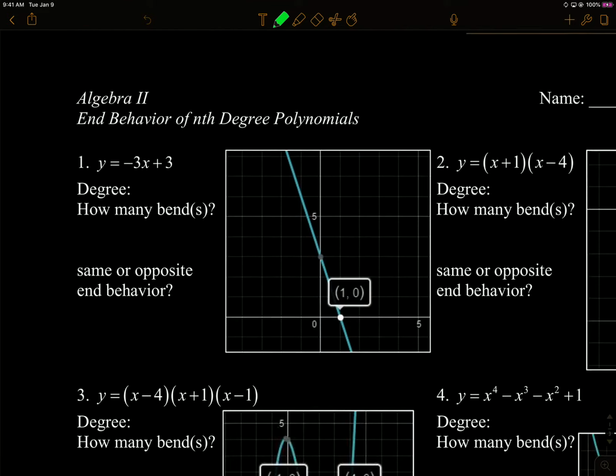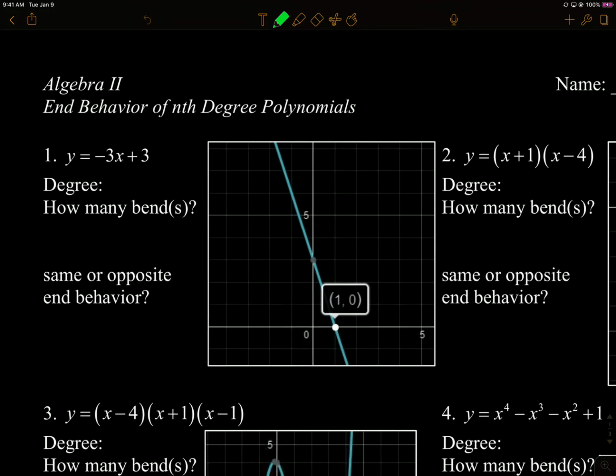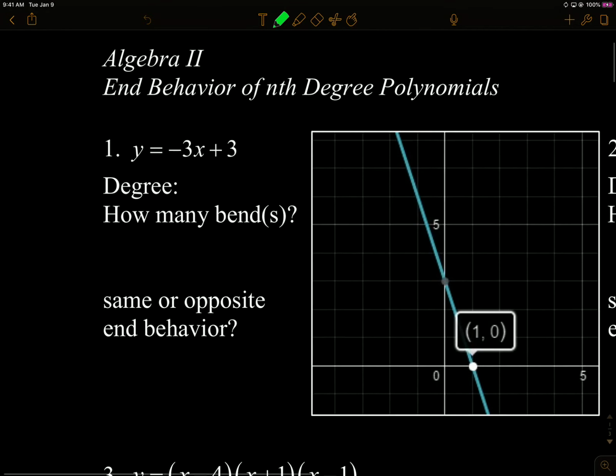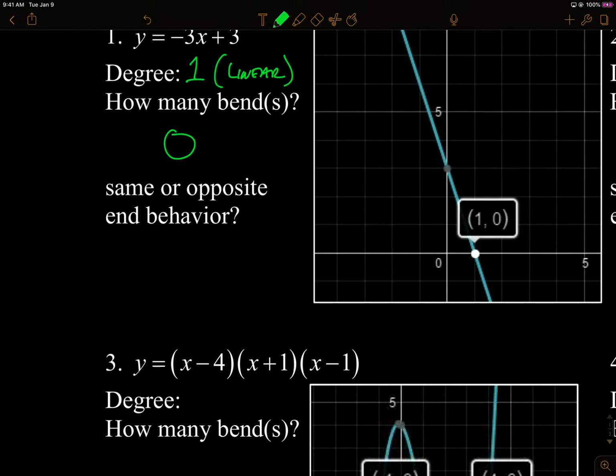Okay, now we're going to look at end behavior while also reviewing the how many bends and the degree. So if I look at the equation here, it's a degree 1 because the highest power of x is 1. So the degree is 1. That's called linear for review. How many bends? And we want to say how many bends at most. It has 0 bends. I can tell from the graph, or I can tell by the degree. It's always 1 less than the degree.